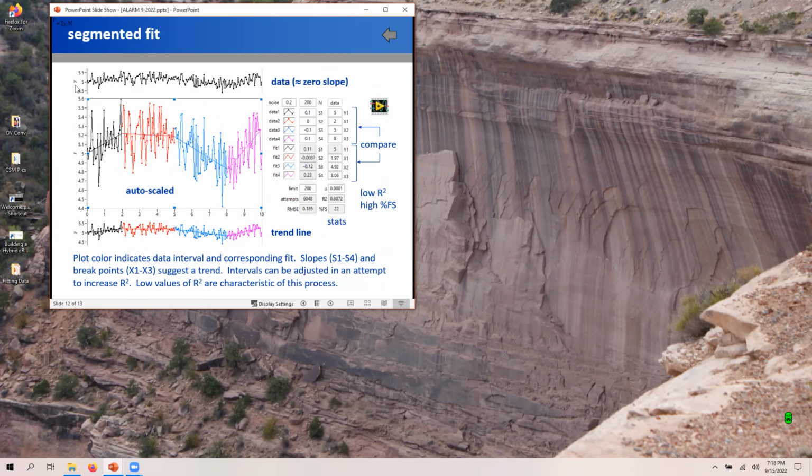I'm going to use the same algorithm. So this is the data, and it looks kind of like 0 slope. If I were to fit a curve through here, I didn't do it, it might be down, or pretty flat. This is it blown up, and then I've colored the intervals so you can see them. And this was auto-scaled.